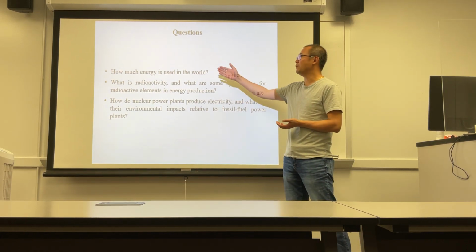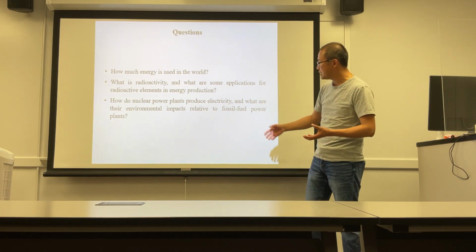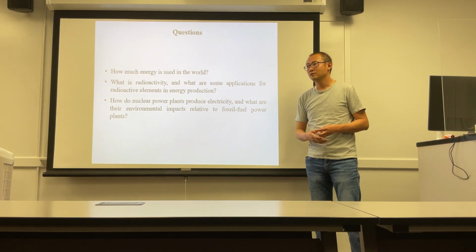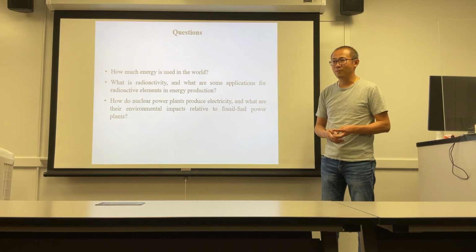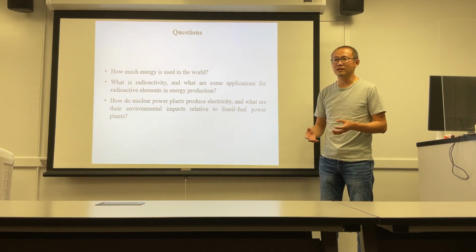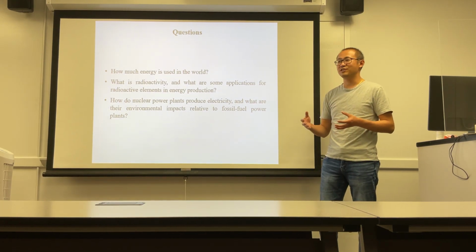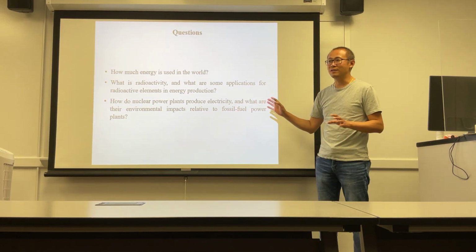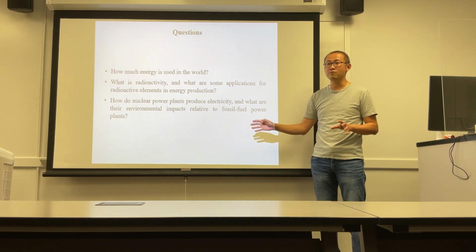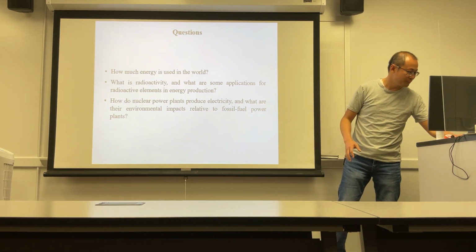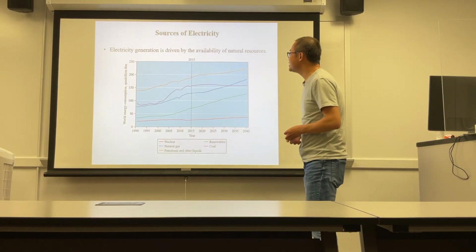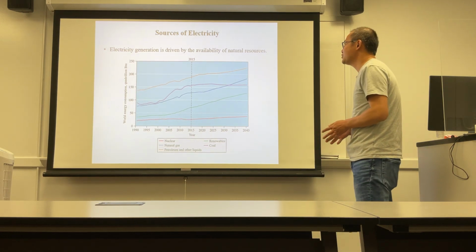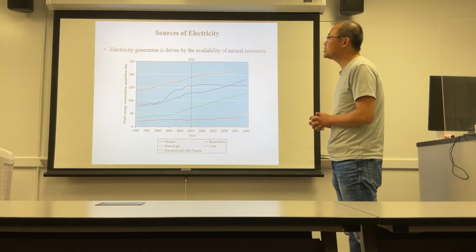First is very briefly taking a look at the energy used in the world, and also learning what a nuclear power plant is and how it is constructed, and how nuclear energy is used to power a nuclear power plant to generate electricity, and what the impact of using nuclear power is. Okay, so let's take a look. First is the chart showing the source of electricity.